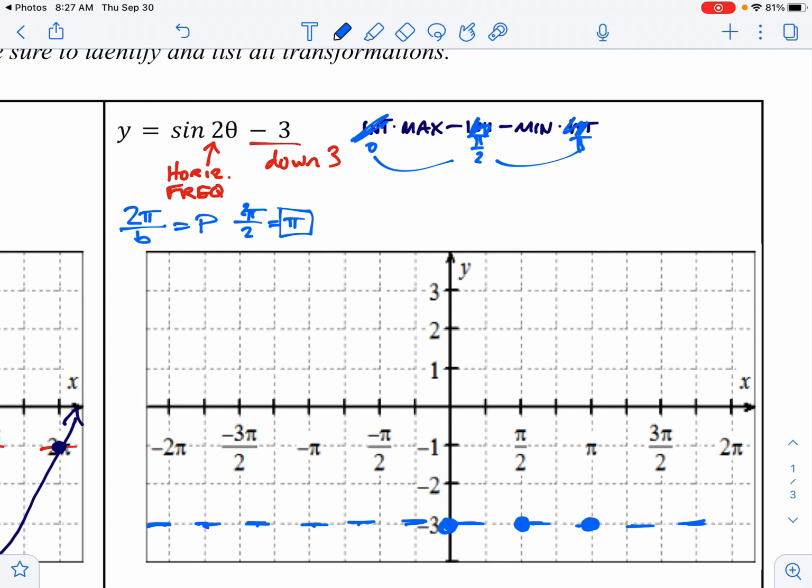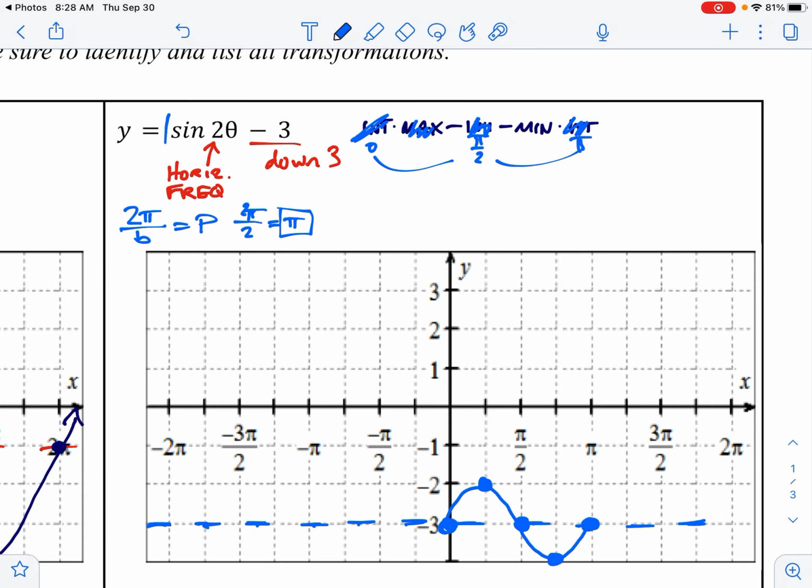Now, between the first two is my maximum. There's no amplitude change here, so it's just 1 above and 1 below. Okay, so notice how that graph has been horizontally compressed.